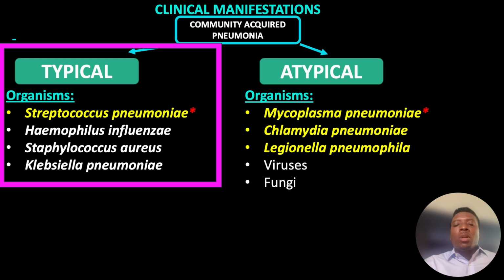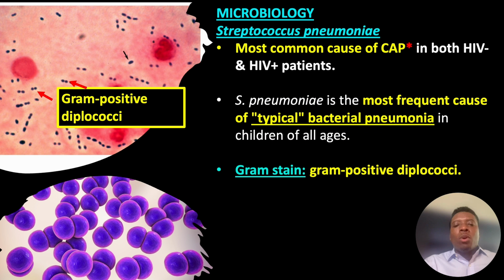So in typical pneumonia, we worry about bacteria such as strep pneumo, Haemophilus influenza, Staphylococcus aureus, and Klebsiella. They usually cause a typical pneumonia. In terms of atypical organisms, those are bacteria such as Mycoplasma pneumonia, Chlamydia pneumonia, and Legionella pneumophila, as well as viruses and certain fungi, which can also cause an atypical pattern of pneumonia.